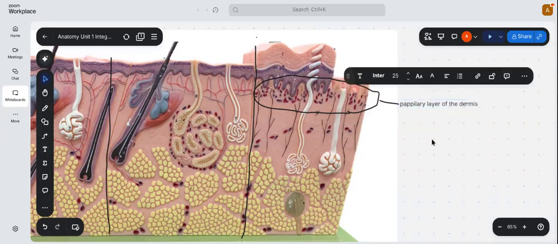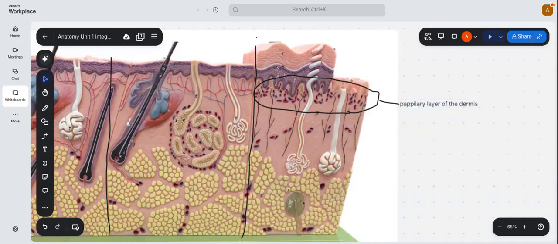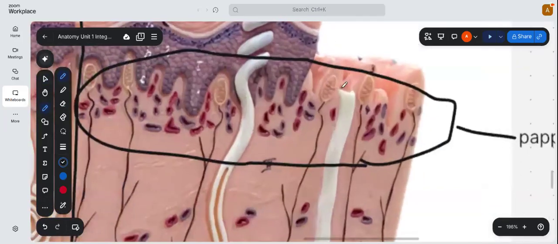Within the papillary layer, you have your dermal papillae. The dermal papillae are going to be these bumps over here. So the actual bump is a dermal papillae.